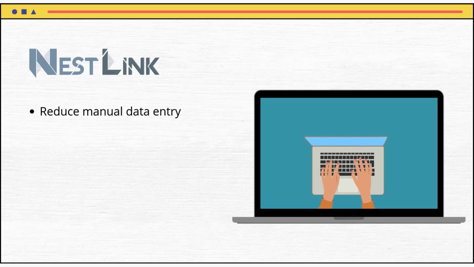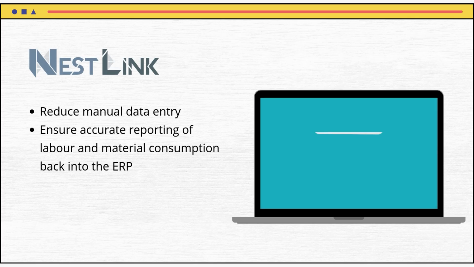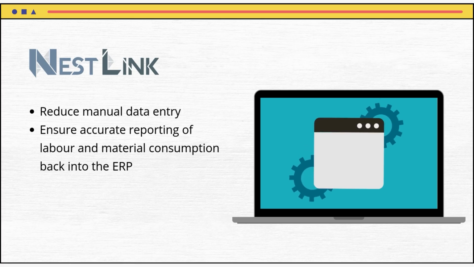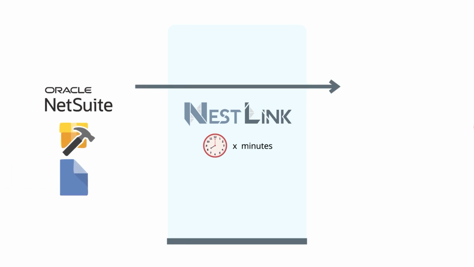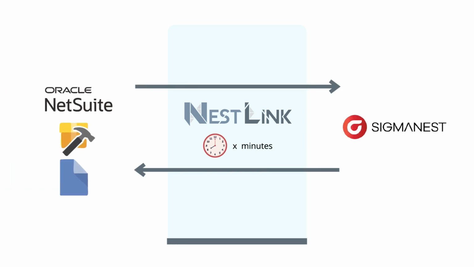Let's start with a quick introduction of the NestLink product. The main purpose of NestLink is to eliminate manual data entry related to the nesting process and ensure accurate labor and material consumption is reported back to NetSuite. NestLink accomplishes this by establishing a bi-directional link between NetSuite work orders and inventory and SigmaNEST. That means it automatically transfers relevant information back and forth between the two systems without requiring manual input.